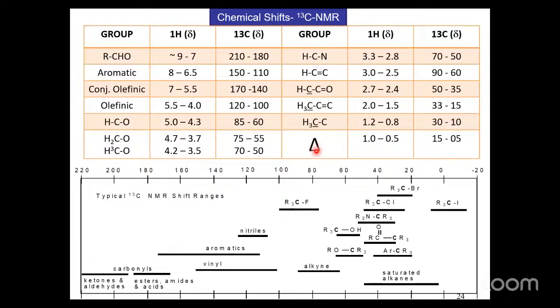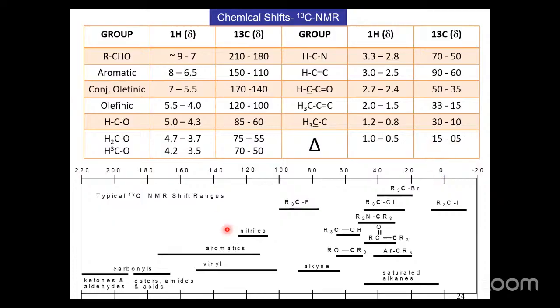Coming to cyclopropane, all the protons are in a shielded region. They will have the delta value 0.5 to 1, while the carbon will also be shielded, and the carbon of cyclopropane comes between 5 to 15.